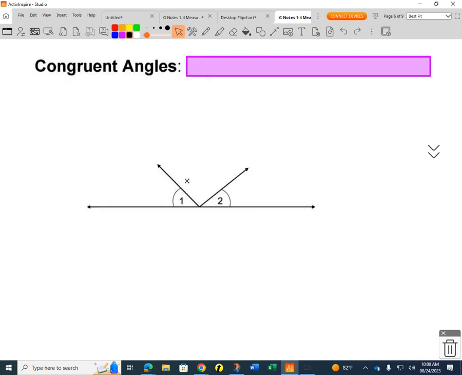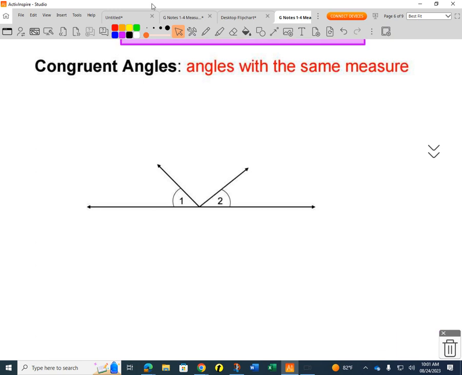Congruent angles. What do you think congruent angles are? Hayden, what do you think congruent angles are? What are congruent segments? What do we know about congruent segments? Yeah, so congruent segments are the same length, and we would say congruent angles have the same measure. So congruent means the same.